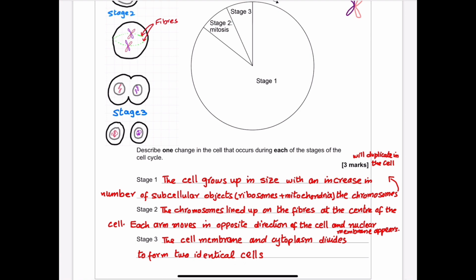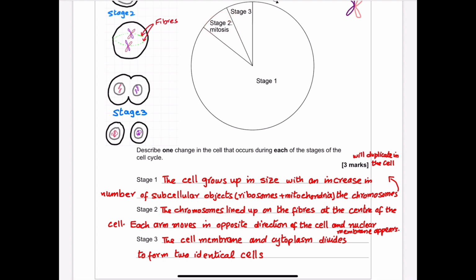Stage number 1, the cell grows in size with an increase in the number of subcellular objects like ribosomes and mitochondria. The chromosomes will duplicate in the cell also. Each arm will make a copy of itself. Stage number 2 is called mitosis.